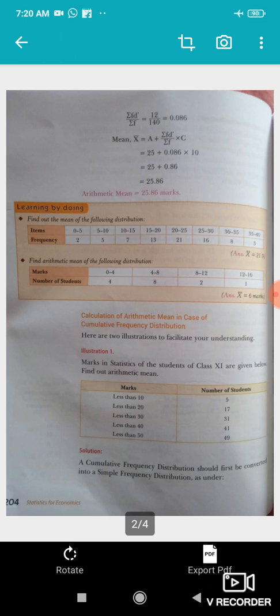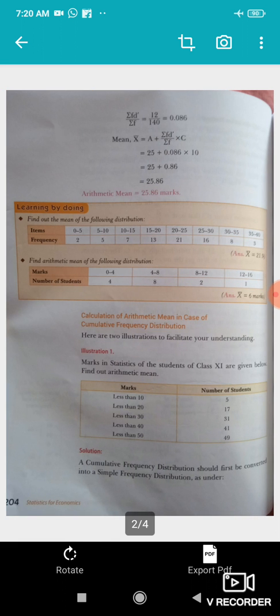Marks in statistics of the students in class 11th are given. Less than 10, 5 students; less than 20, 17; less than 30, 31; less than 40, 41; less than 50, 49. So first you have to convert this cumulative frequency into a simple frequency distribution, because here you don't know what the class intervals are. So you have to create these class intervals. They have just given less than 10, less than 20, and this type of series is known as cumulative frequency distribution.